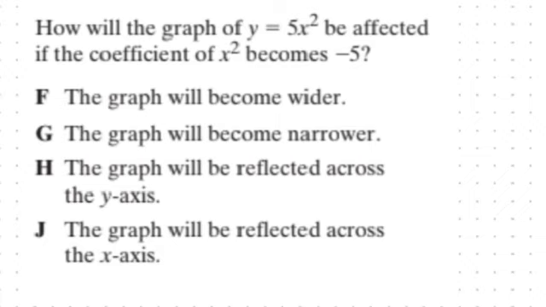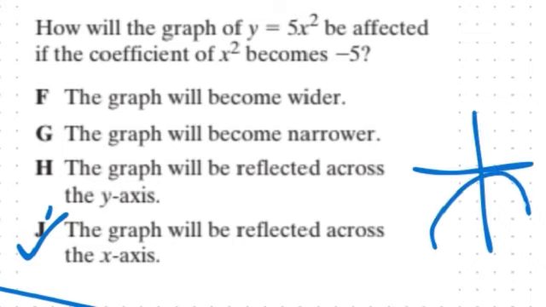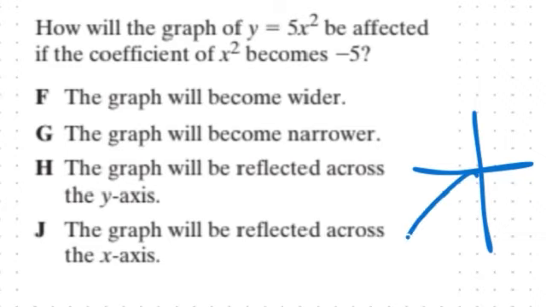It becomes reflected across the x-axis. Yes, x-axis, right? And it will be wider or narrower? Okay, it will reflect like this, but it will be like this or it will be like this. Oh, sorry. My thing did the thing again. So is it like this or is it like this? Wider or narrower?